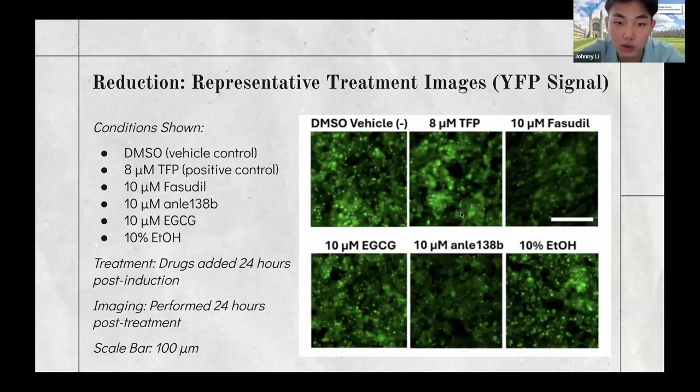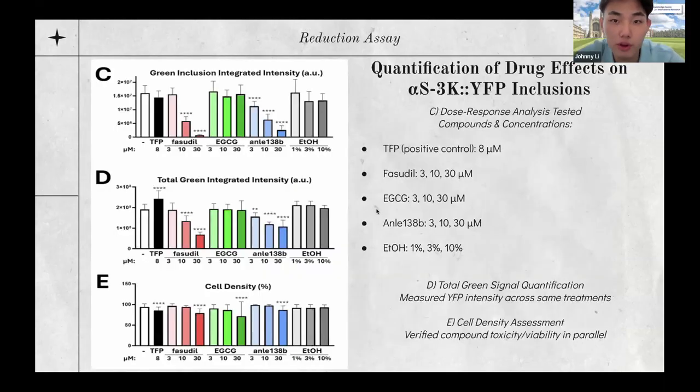And as you can see, once again, notably, both Fasodil and Anli 138B show visibly lower YFP signals compared to DMSO and EGCG, suggesting an active clearance of inclusions. In contrast, trifluoperazine seems almost ineffective in this context, surprisingly. Now moving on to our reduction quantification.